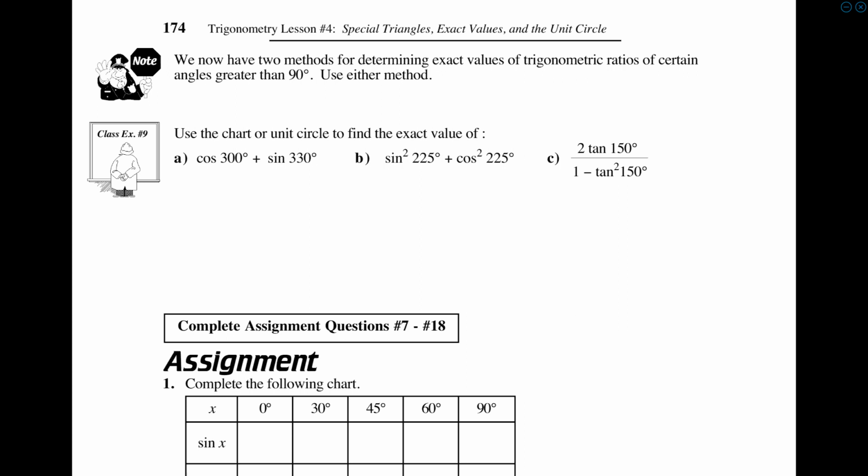Okay. So now, using either special triangles, which I love, or the unit circle, which you have in front of you, we're going to try to find the exact value of cos 300 plus sine 330. Now, why don't you guys start doing this, and I'm going to do this using special triangles. Let's see if we get the same spot, okay?